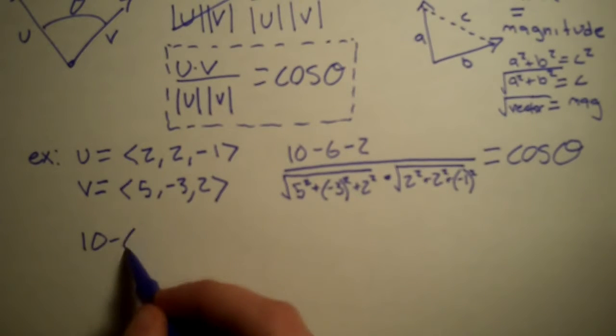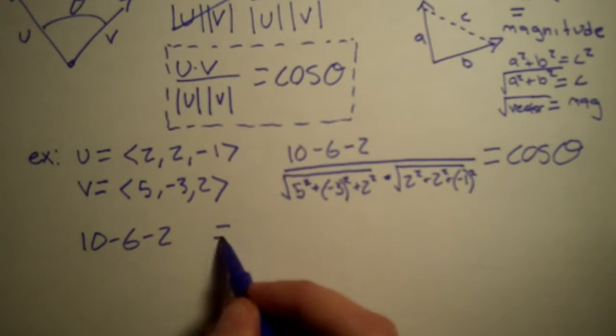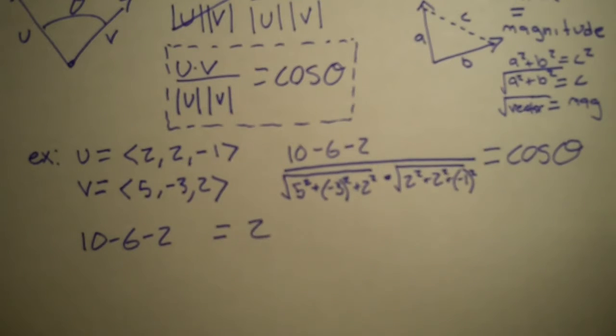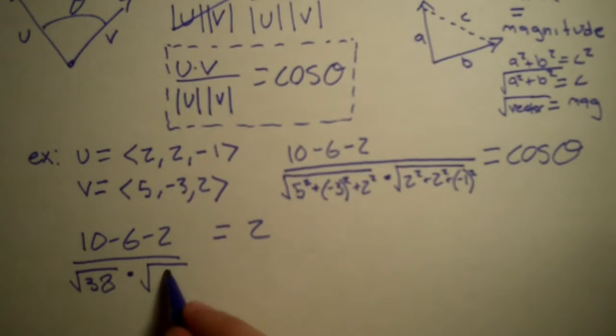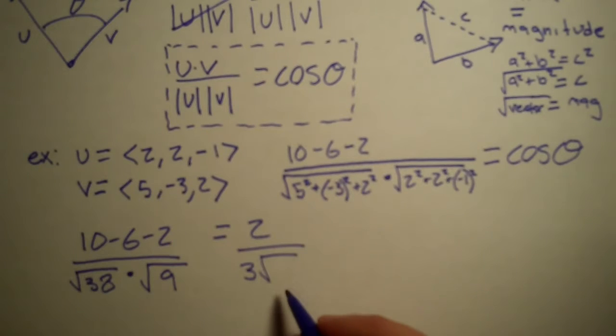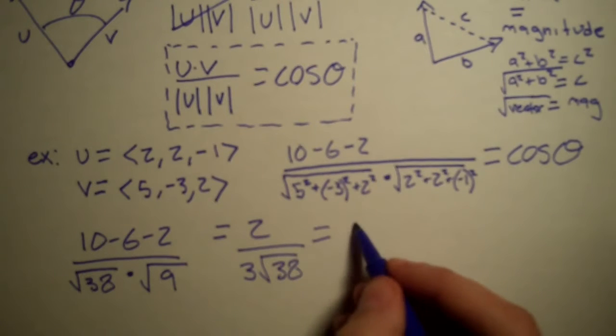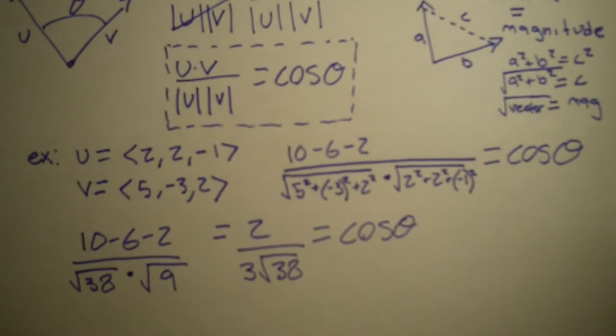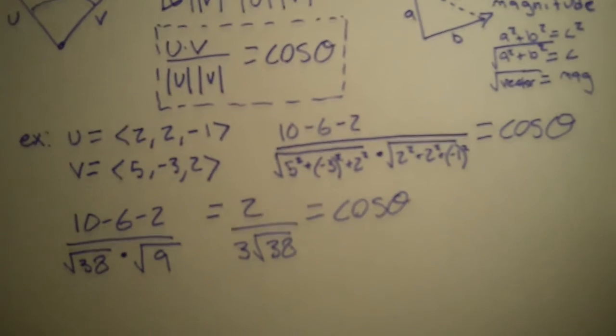10 minus 6 minus 2 equals 2. And on the bottom, we have square root of 38 times square root of 9. This equals 3 times the square root of 38 equals cosine theta. Now, in order to solve this, we're going to need to find the inverse of the cosine.